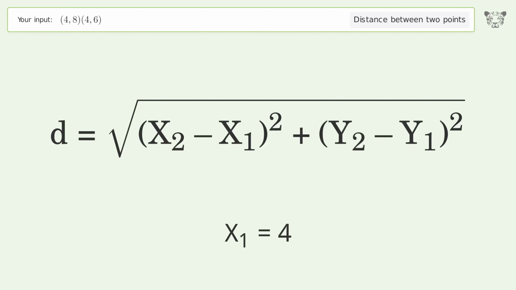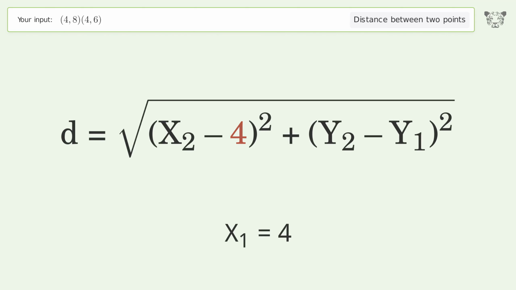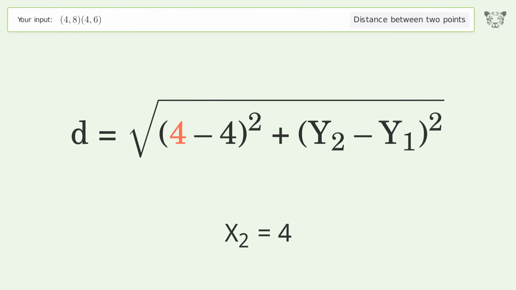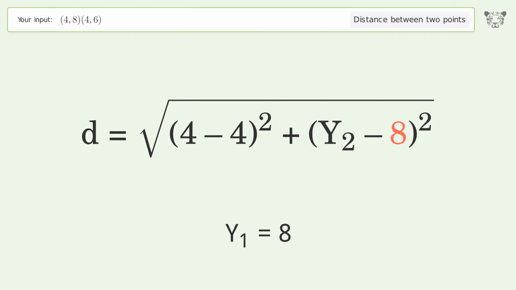x1 equals 4. x2 equals 4. y1 equals 8. y2 equals 6.